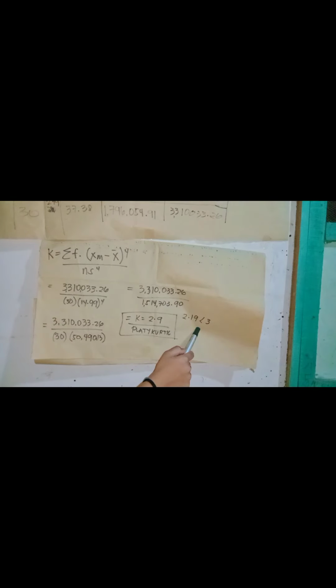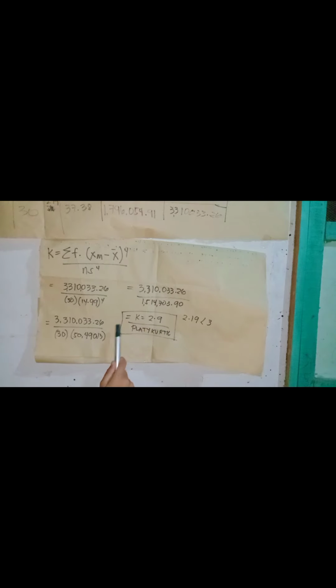So, proceeding, 3,310,033.26 over 30 times 50,490.30 gives us 1,514,703.90. So, kurtosis equals 2.9. 2.9 is less than 3. It means it is platykurtic.